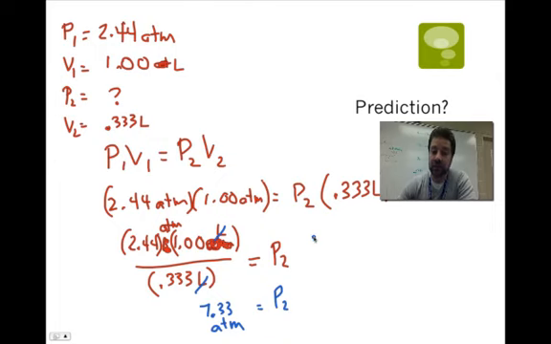Does it match our prediction? Yes. We said that if we decrease the volume, we would increase the pressure. So we went from 2.44 to 7.33 atm. So quite substantially, we increased the pressure. So just for review, Boyle's Law is a gas law that relates pressure to volume. It has an inversely proportional relationship. As one goes up, the other one goes down.